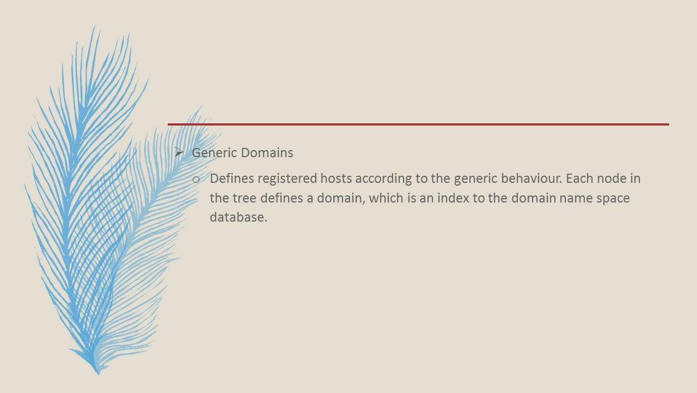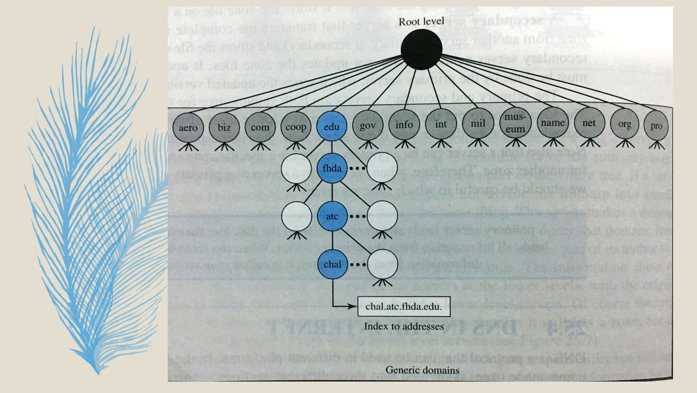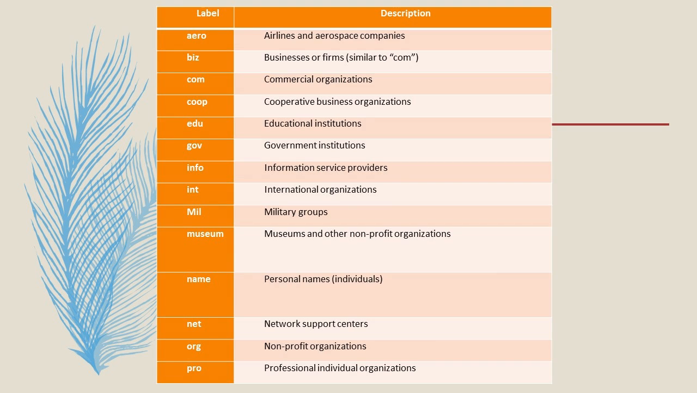Each node in the tree defines a domain, which is an index to the domain namespace database. By looking at the tree above, we see that the first level in the generic domains section allows 14 possible labels. These labels describe the organization types as listed in the table below. The aero is used for airlines and aerospace companies. The biz is used for businesses or firms, which is similar to com. The com is used for commercial organizations.